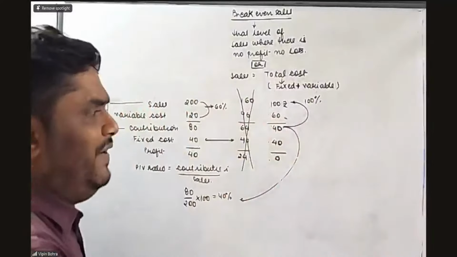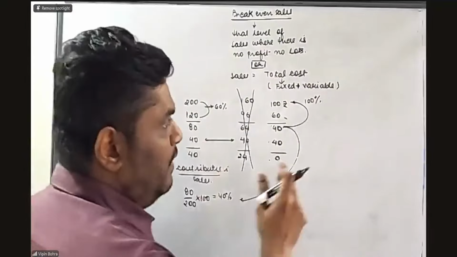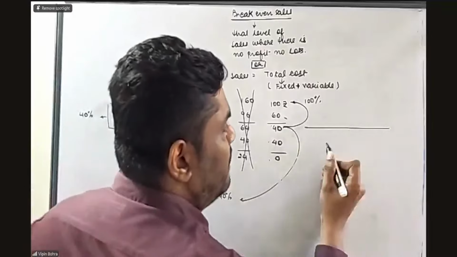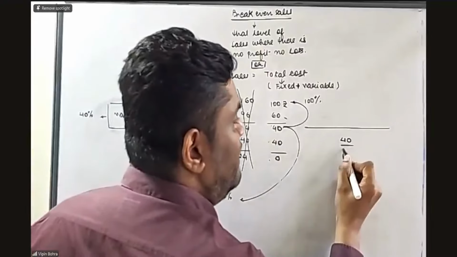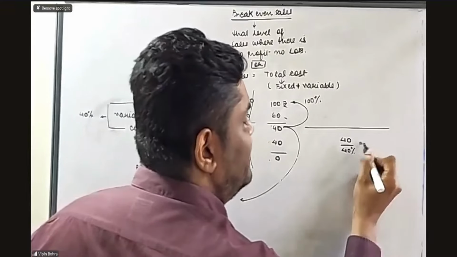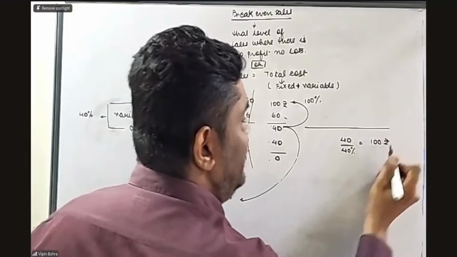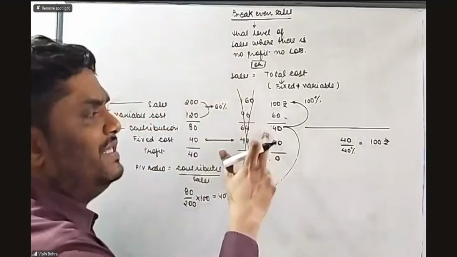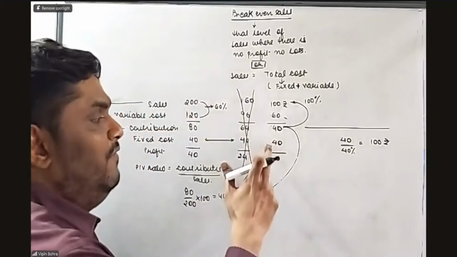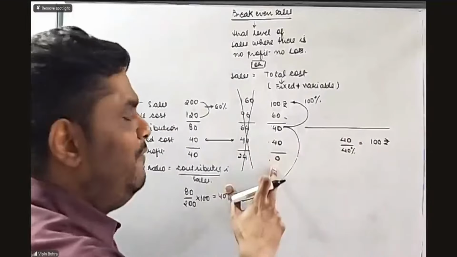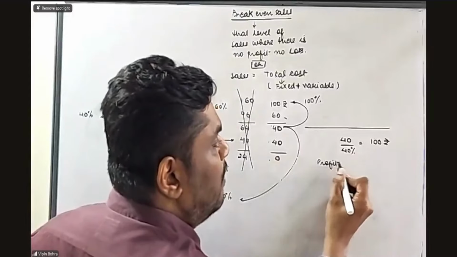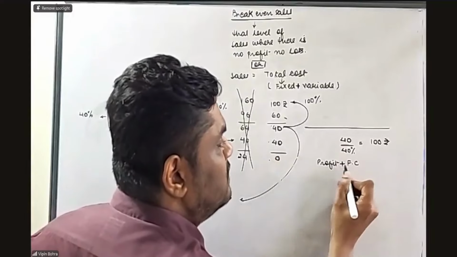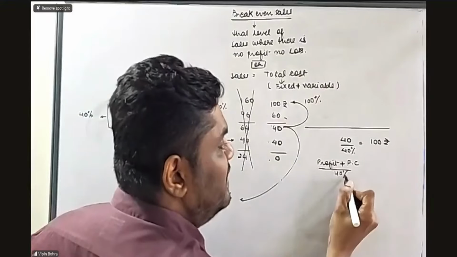So herein what we did actually, this 40 we got, divided by 40%. This is what? Rupees 100 is my break-even sales. How come we got this contribution 40? Fixed cost plus my 0 profit. This is my profit. So profit plus my fixed cost, divided by 40%.